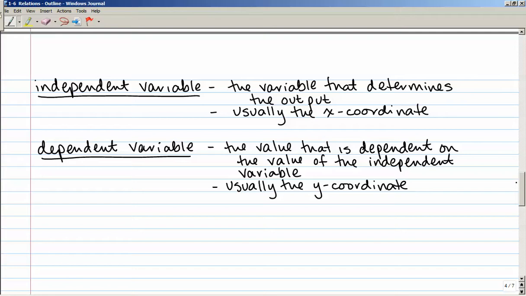Independent and dependent variables. The independent variable is the variable that determines what the output is going to be, and that's usually the X coordinate. The dependent variable is the value that is dependent on the value of the independent variable. That's usually the Y coordinate. The dependent variable, its value is determined by whatever the independent variable is. And the independent variable, often you can choose that. That can vary, that can change.